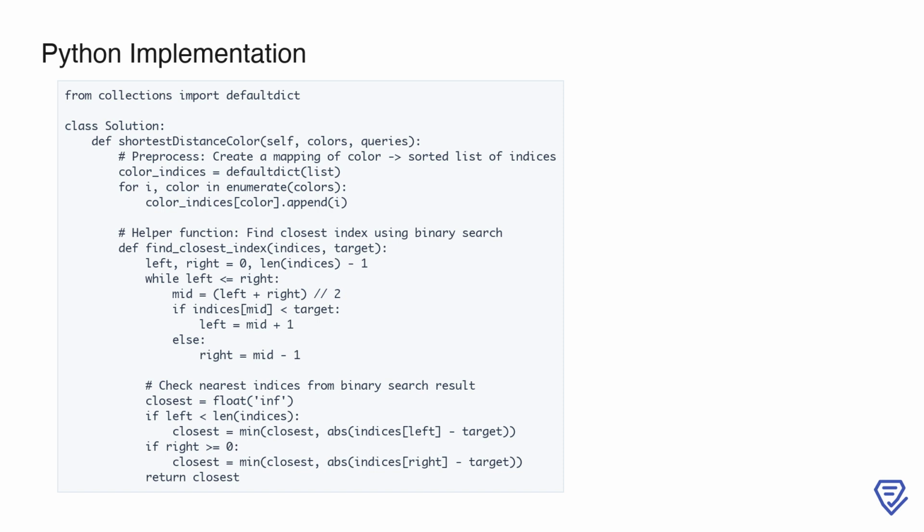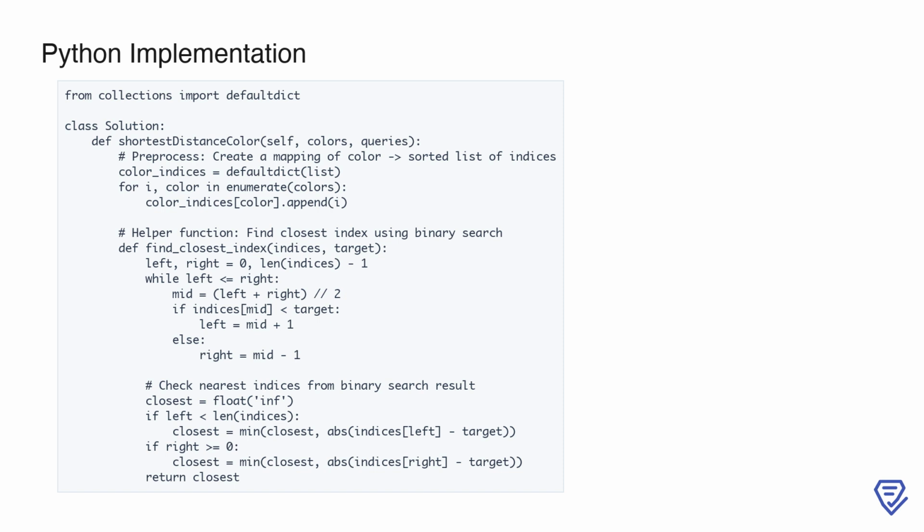Following this, we define a helper function called find_closest_index to determine the closest index to a given target using binary search. The binary search approach minimizes the search space by repeatedly halving it until the closest index is found. Inside the function, we initialize pointers for the left and right bounds and calculate the midpoint in each iteration.